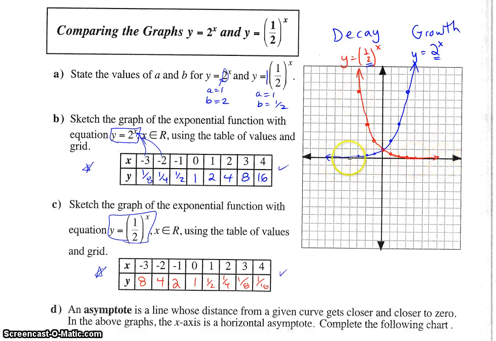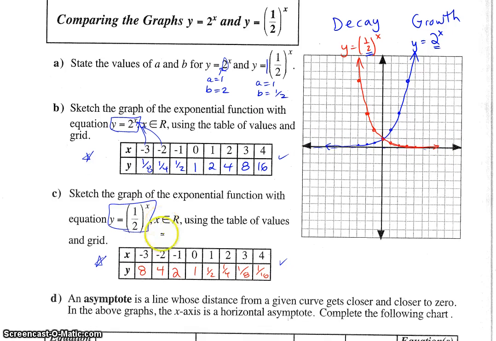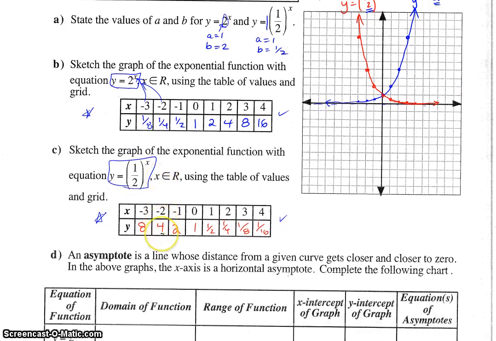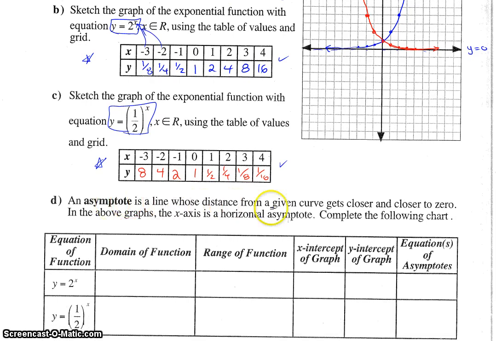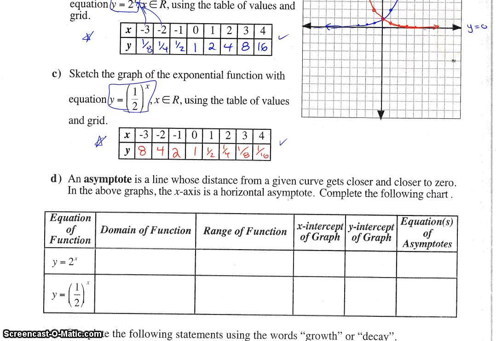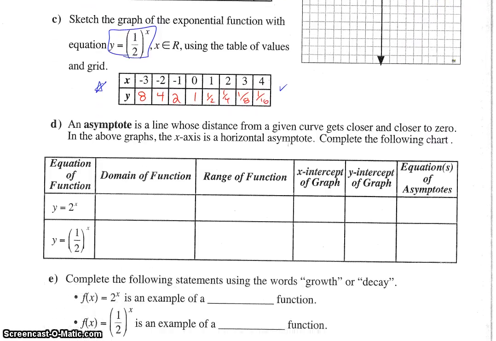Now for both of these, you'll notice that they didn't cross the x-axis, nor would they, because it's like 1 over, and it would just keep being 1 over a really big number. So as a result, we have what's called a horizontal asymptote at y equals 0. Okay, so they talk about that here. An asymptote is a line whose distance from a given curve gets closer and closer to 0. So as we moved further this way on the red line, it got closer to 0, but it would not cross.